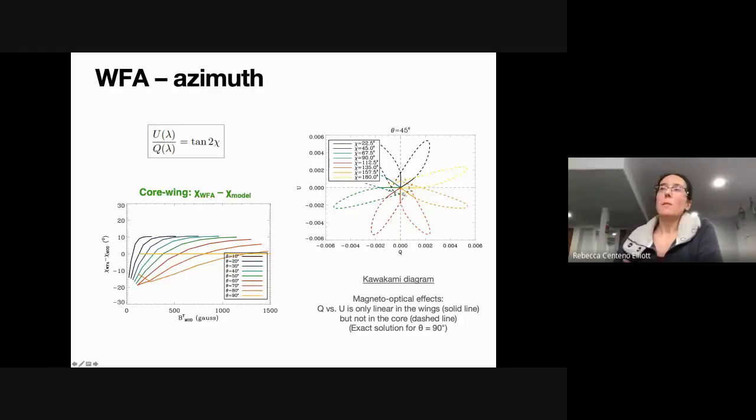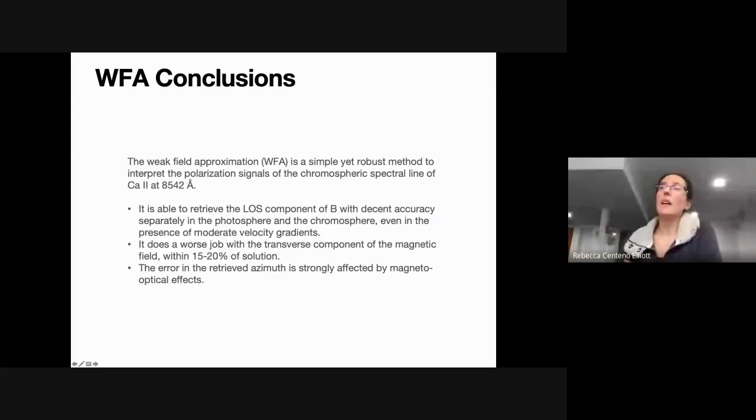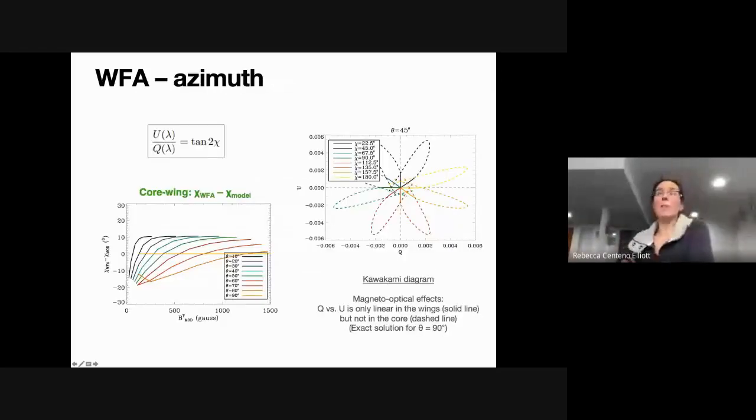And u in the wings of the spectral line is represented by the solid line. It's actually pretty linear, and in fact, it coincides with the tangent of 2 times the azimuth angle. But once you get into the core of the spectral line, represented by these dashed lines, that ratio really deviates from that constant. And this happens because of something called the magneto-optical effects.